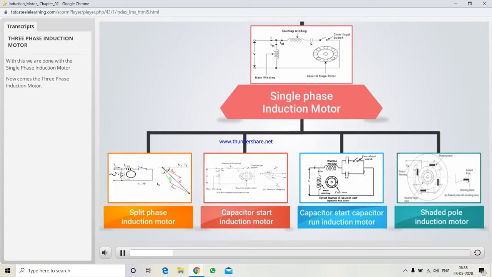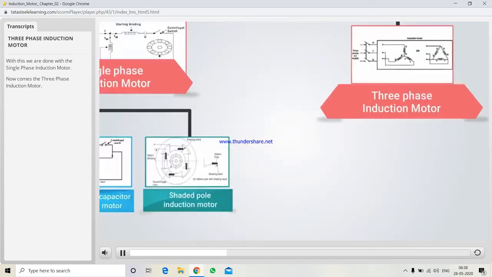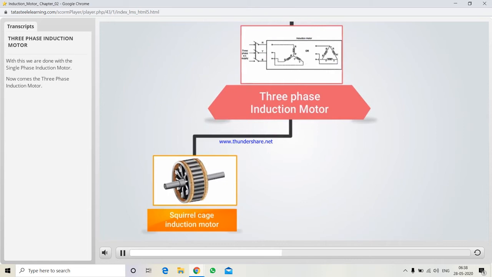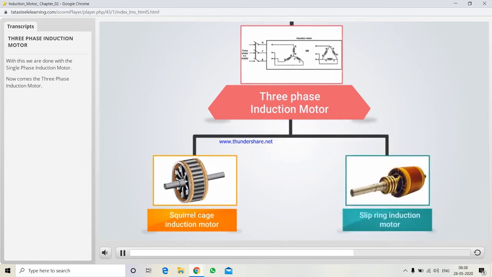With this, we are done with the single-phase induction motor. Now comes the three-phase induction motor. Click Next to continue.